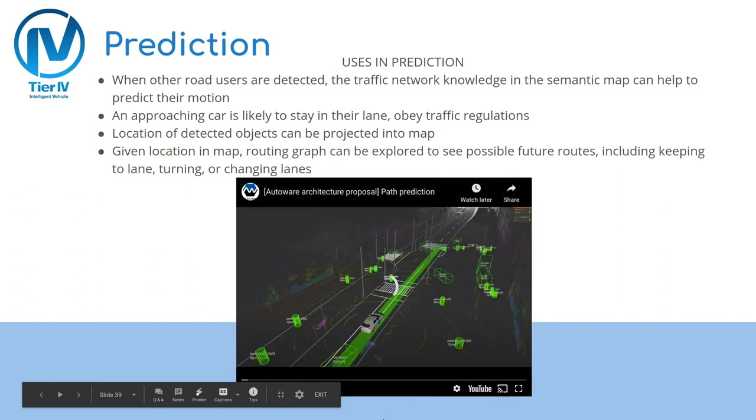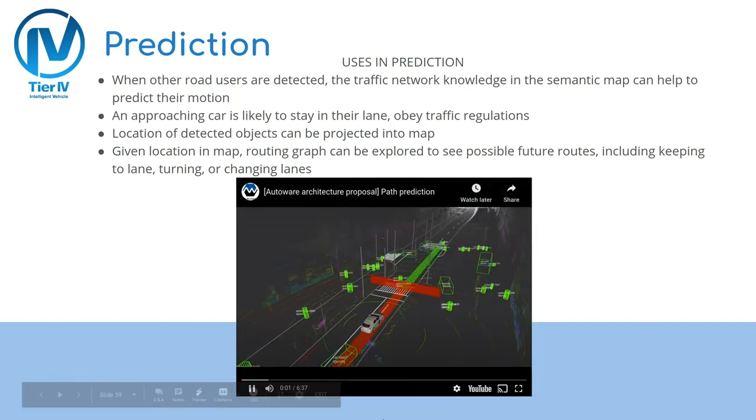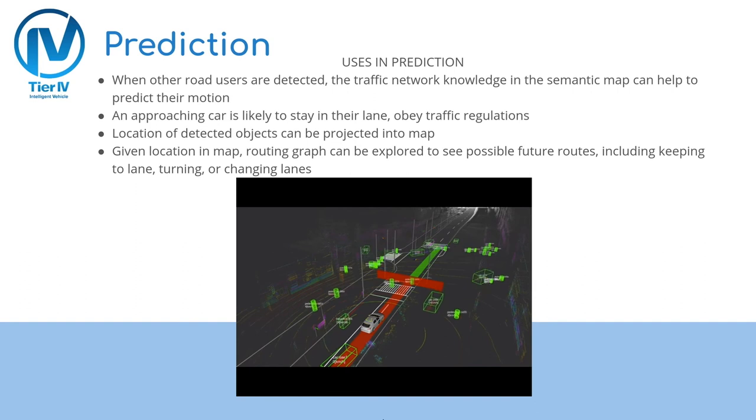And finally, here is an example of using the HD map for prediction of other vehicles. Using the road structure, models of the behavior of other vehicles can be made which assume that road users will keep to their lanes and follow general traffic rules and regulations.